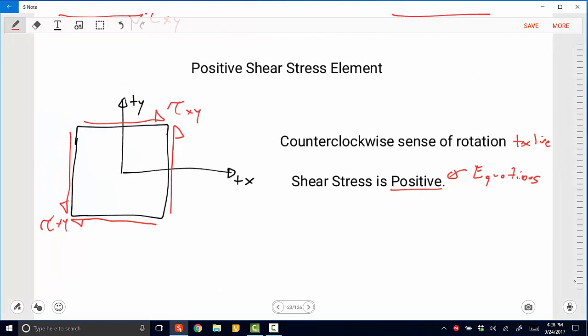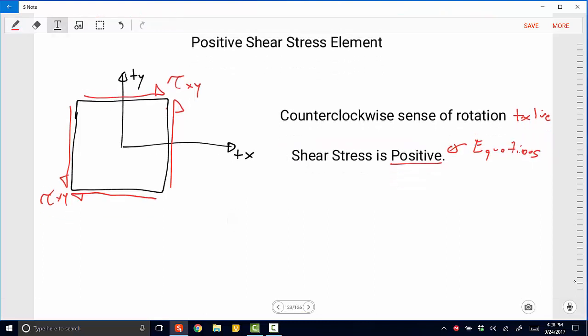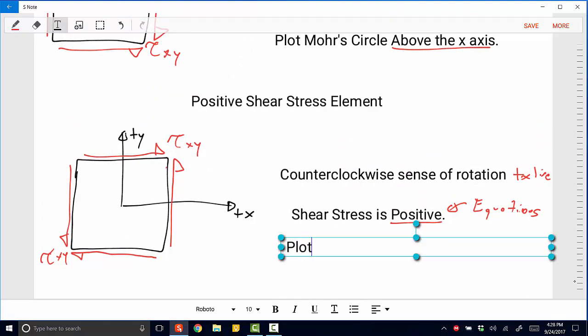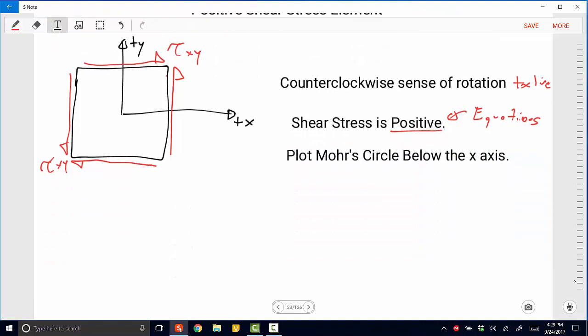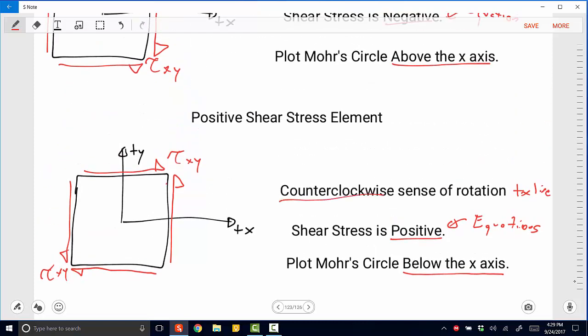So when we are given an element and the arrows look in this way, where it's skewed clockwise, we are going to use positive values for shear in the equations. But when we plot Mohr's circle, we are going to plot these shear stresses below the x-axis. Very important, right? We're going to actually plot them below the x-axis.